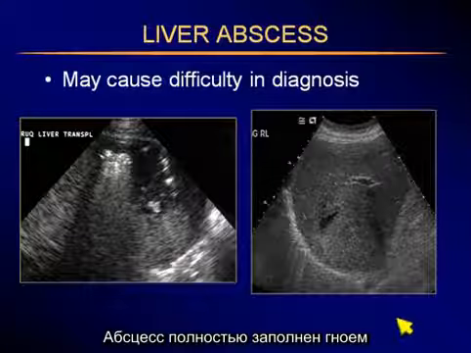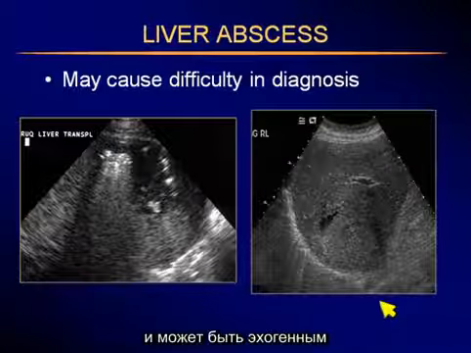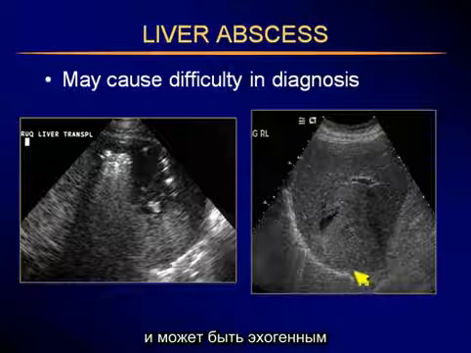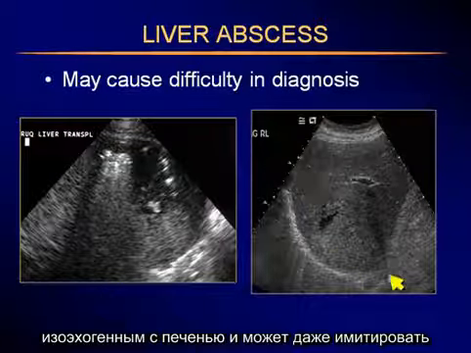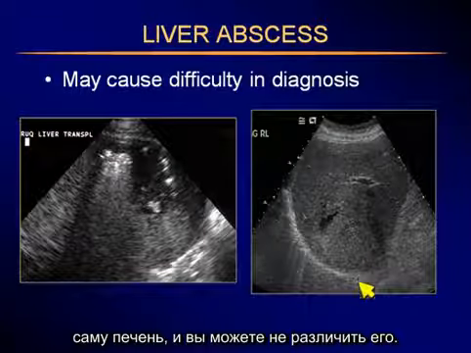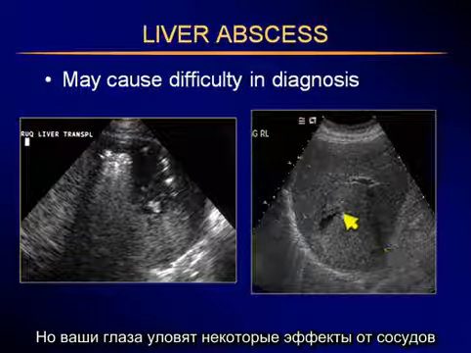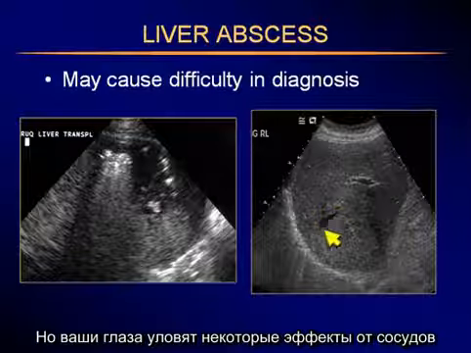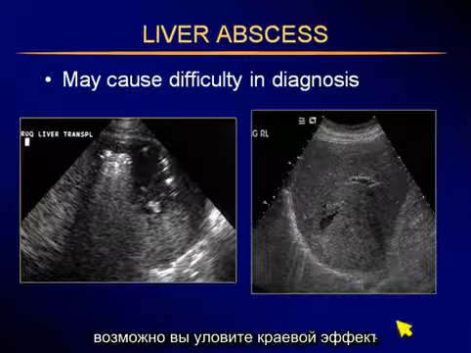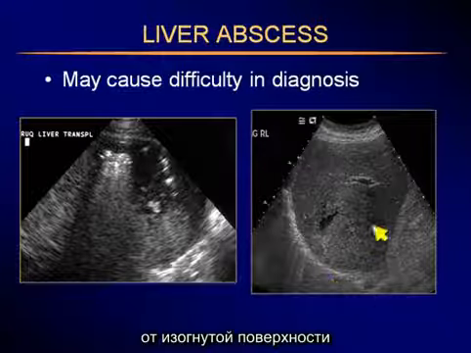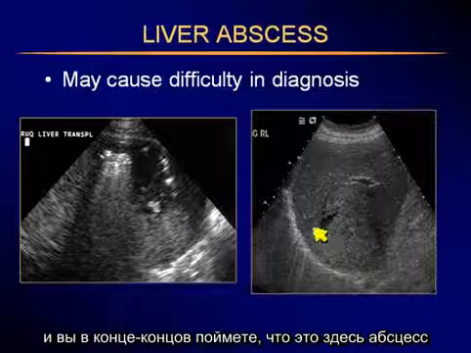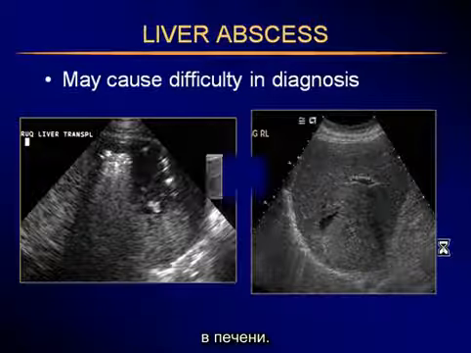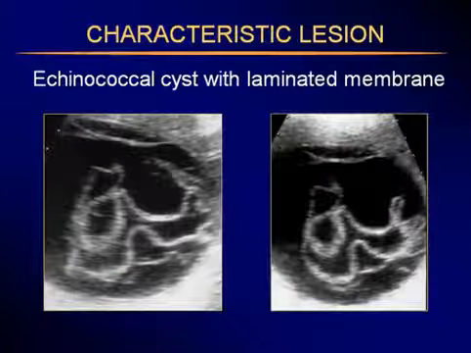An abscess completely filled with pus can be echogenic and sometimes look isoechoic with the liver, and it may actually mimic liver and you may not recognize it. But your eye then would catch some effect on a vessel. Perhaps you may catch an edge effect from the curved surface, and you would eventually realize that there is an abscess here within the liver.